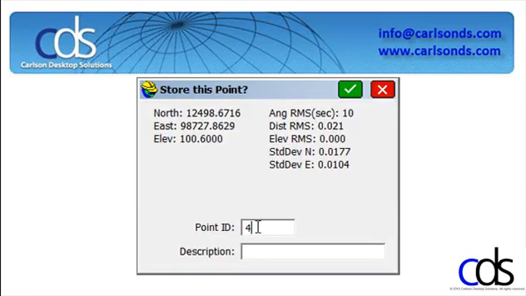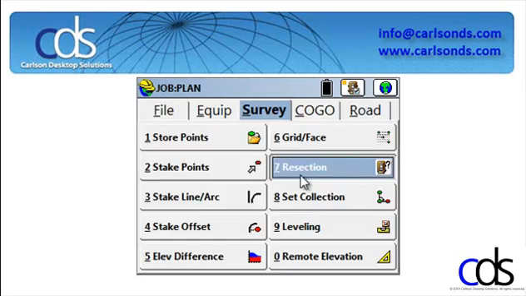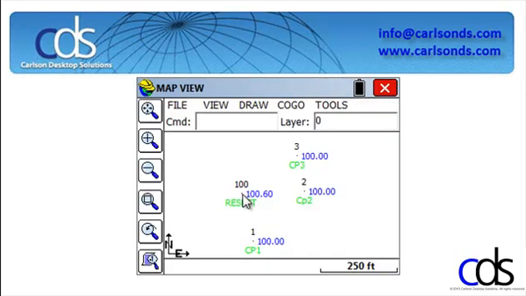I'll tell it okay, and I'm going to create point number 100. This is my resect point. Now if I go to the map screen, there is my resected point based on the 3 points shown in the file.